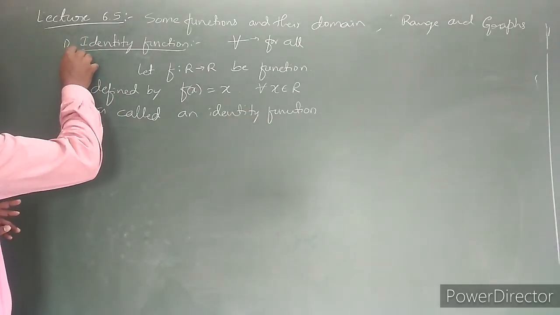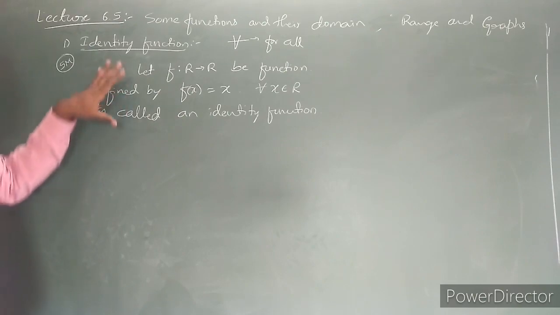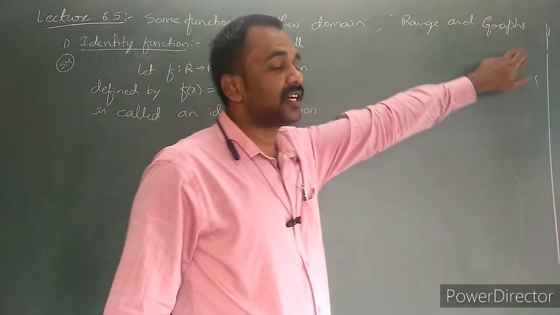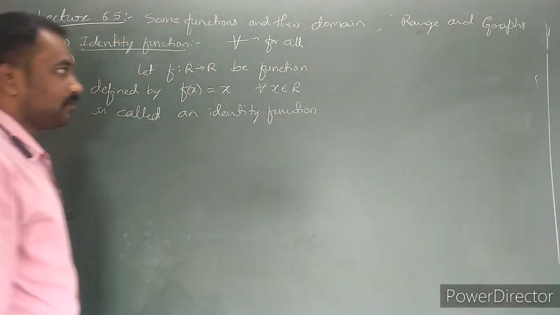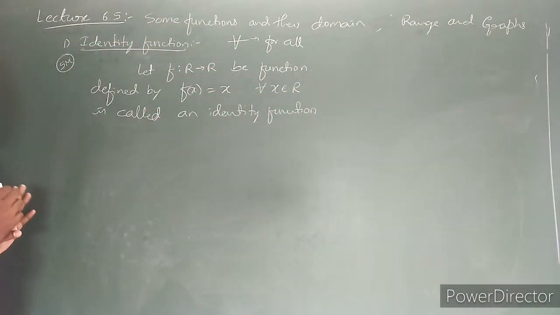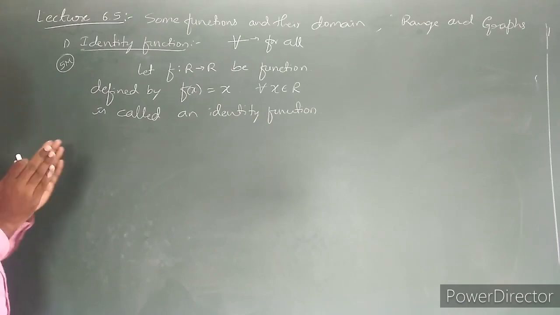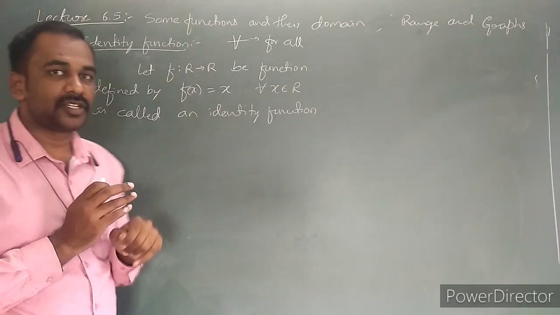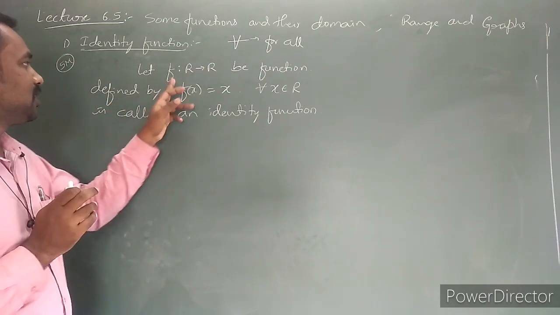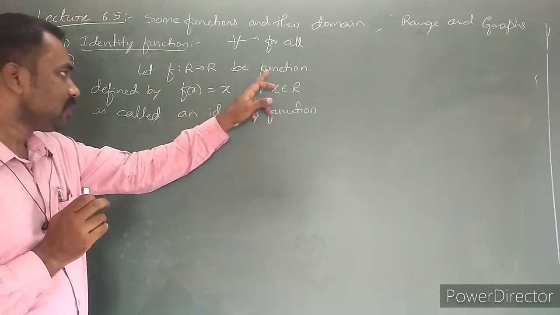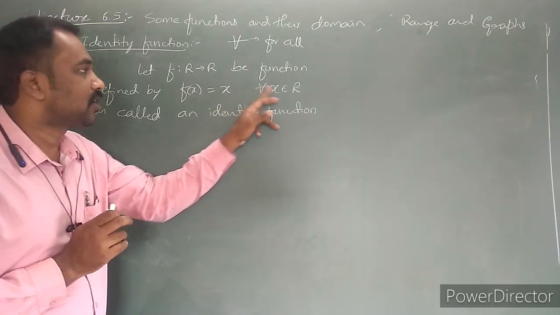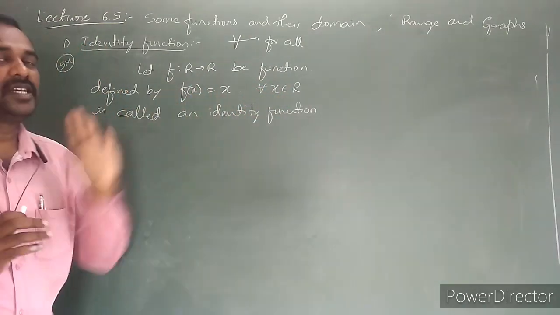So particularly they used to ask this for 5 marks. Definition 1 mark, domain 1 mark, range 1 mark, graph 3 marks. Totally 5 marks. Here you write the definition. What is the definition of the identity function? Let f be a real function, from R into R, defined by f of x is equal to x for all x belonging to R. It is called an identity function.